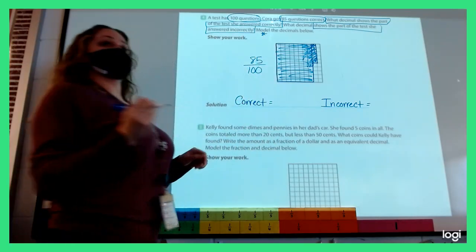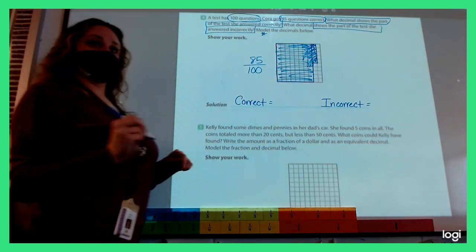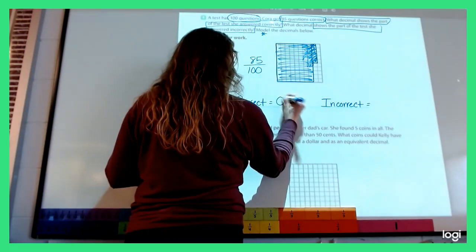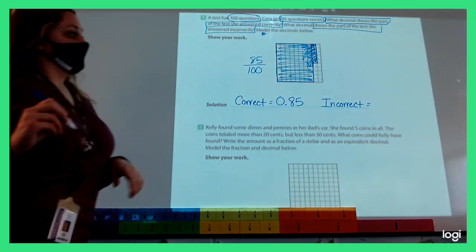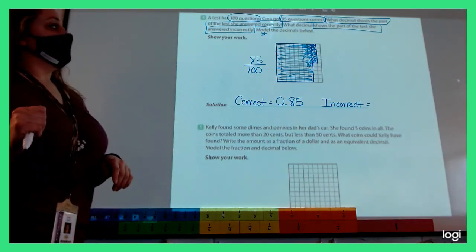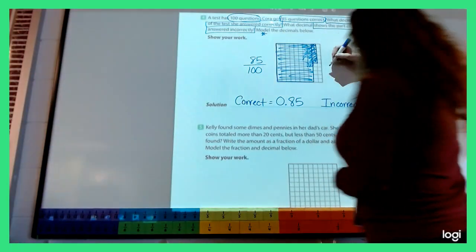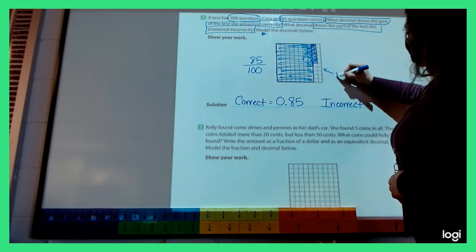So how do I write that as a decimal? Noah? 0.85. 0.85 or 85/100ths. All right. So then this part is incorrect.